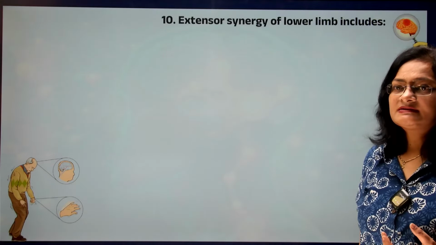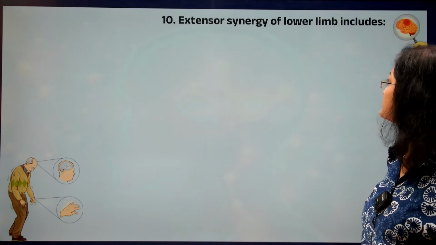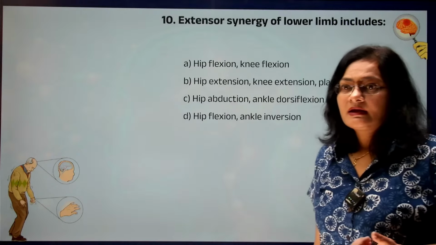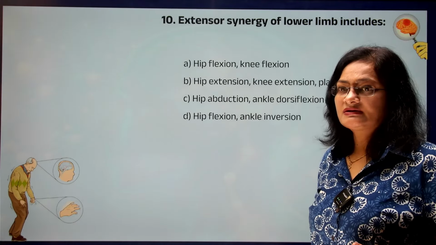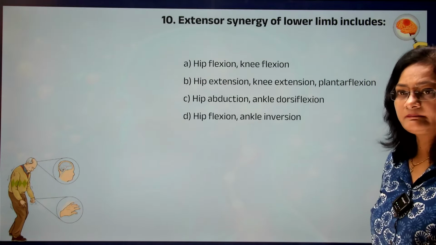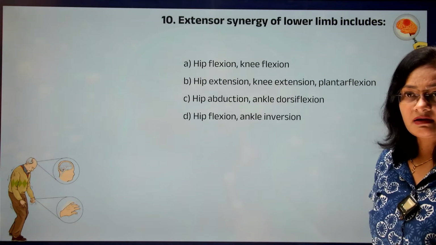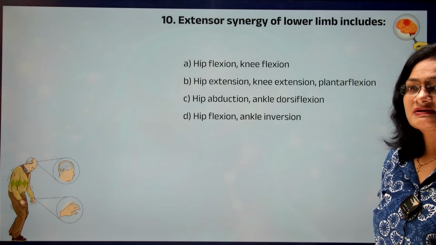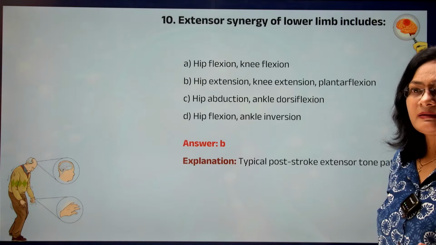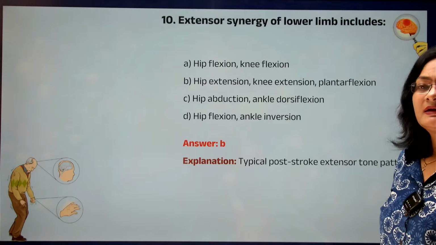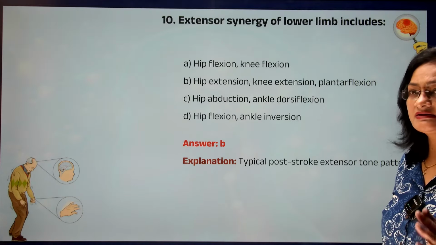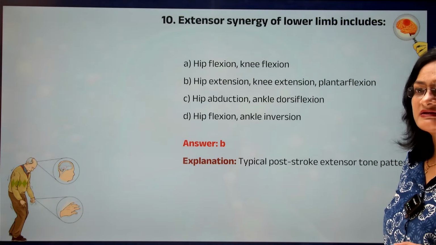So based on this, our MCQ is: extensor synergy of the lower limb includes A. Hip flexion with knee flexion, B. hip extension, knee extension and plantar flexion, C. hip abduction and ankle dorsiflexion, D. hip flexion and ankle inversion. So our answer will be B. Hip extension, knee extension and plantar flexion. As it is extensor synergy, hip and knee both will be in extension.